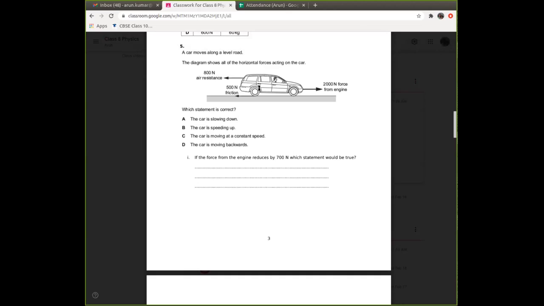Okay, so C says the car is moving at a constant speed. Now you have to think, no, that's not possible. Why? Because there is a 700 newton net force acting in the forward direction. So it is not possible, therefore strike that out. The car is moving backwards. You say definitely not possible, because the engine is producing more force than the slowing down forces. So by eliminating A, C, and D, you can be 100% sure that B is the correct answer that you need to mark. Then you circle or tick or whatever.